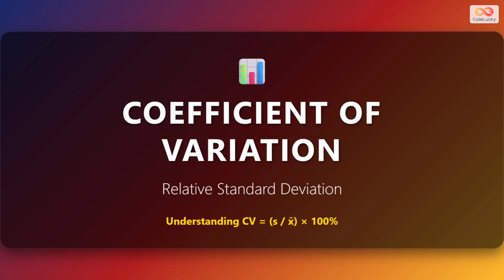Welcome. Today we are diving into the coefficient of variation, often abbreviated as CV. This is a crucial statistical measure used to understand the relative variability of data. If you have ever wondered how to compare the spread of two different datasets that have completely different units or scales, this is the tool you need.